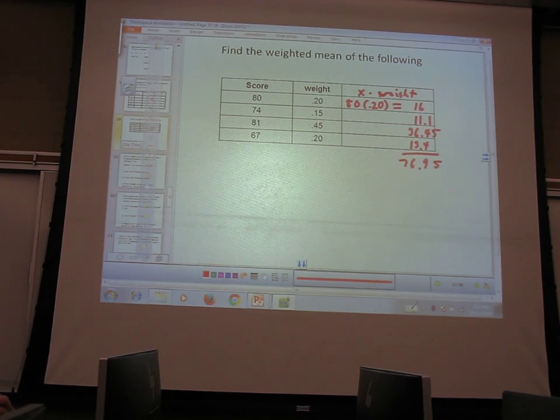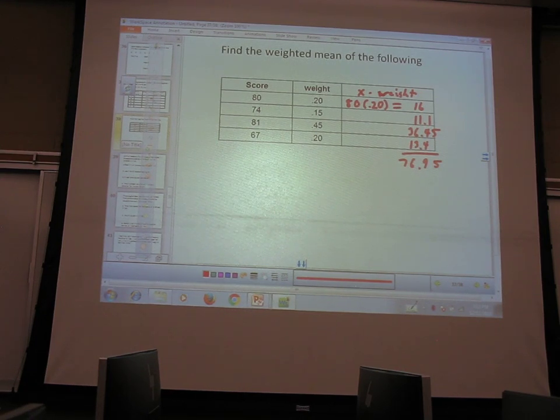Can we do it on calculator or no? Yes, totally. On the test, you can use a calculator, sure. Because in the first step, you're only allowed to use the basic calculator.